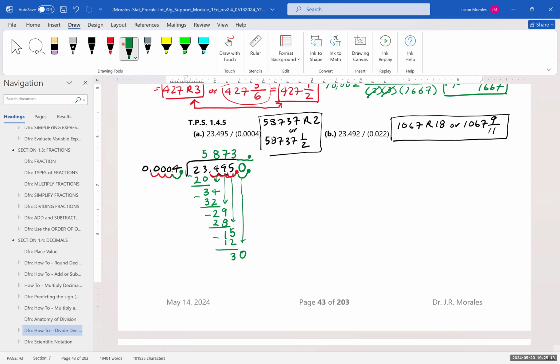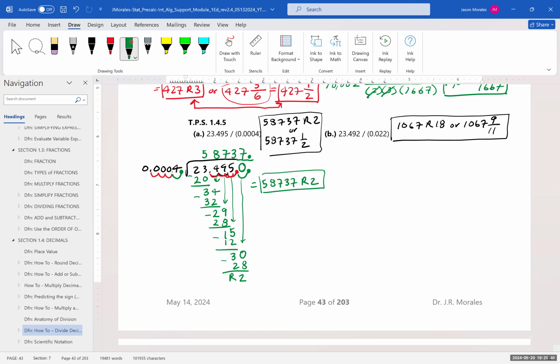And 4 goes into 30 at most 7 times to give us 28. Sorry, my brain slowed down there for a minute. And the difference between 30 and 28 is 2, and that's our remainder. So we're going to have, as an answer, 58,000. Let me write it off to the side here. I got more room. Okay. So our answer is going to be 58,737 with a remainder of 2.